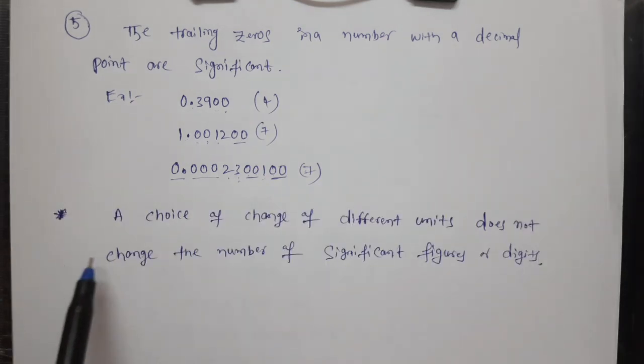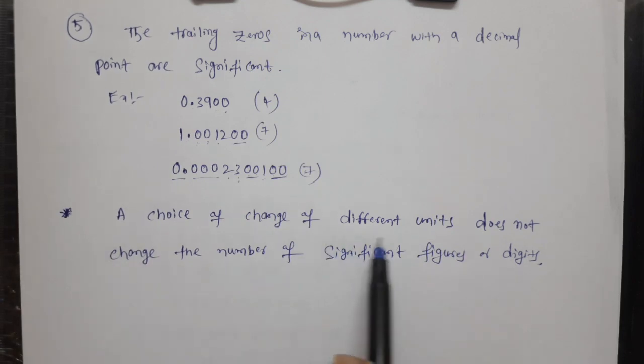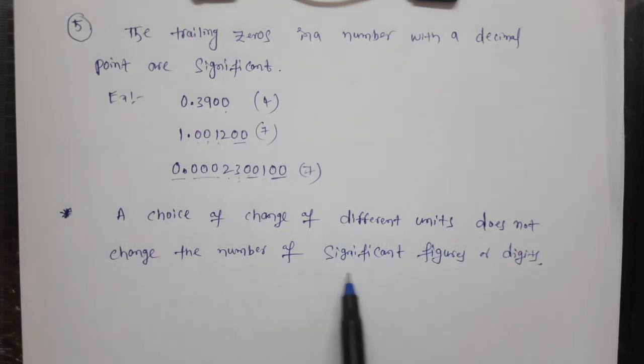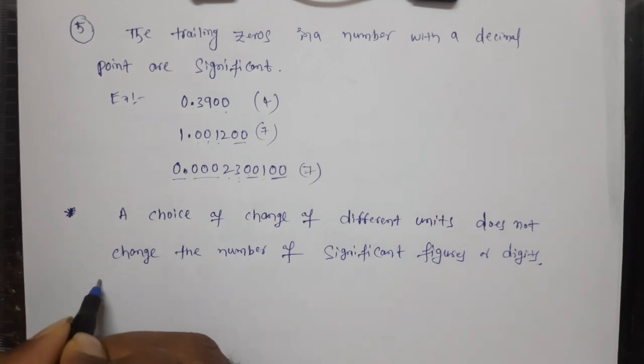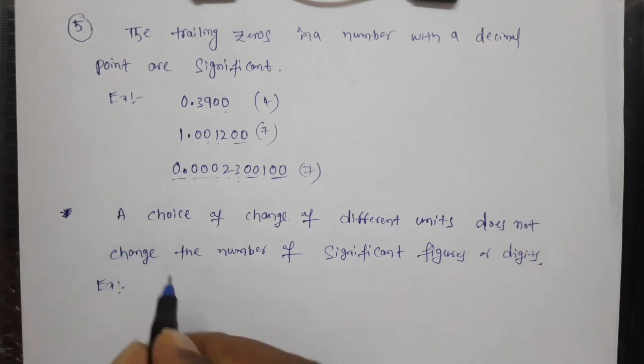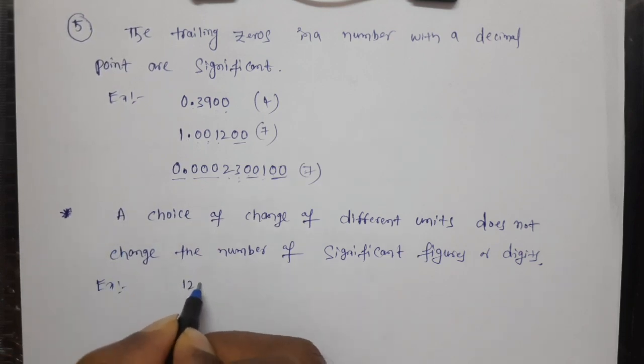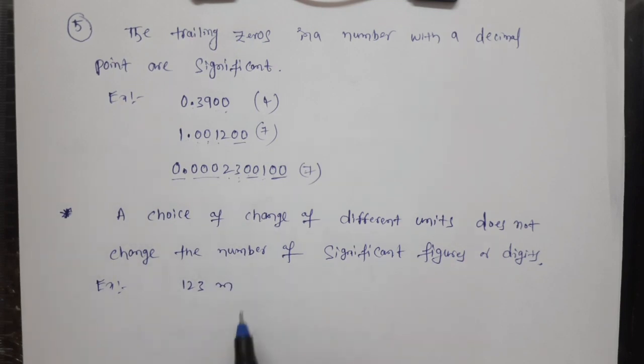Here there is an important point to remember. A change of different units does not change the number of significant figures or digits. An example for this one is 123 meters. So how many significant figures are there? 1, 2, 3. 3 significant figures. Now I write the same value in centimeters. So 12300 centimeters. So these three are only significant, these two are not significant because these two are trailing zeros and without a decimal point.